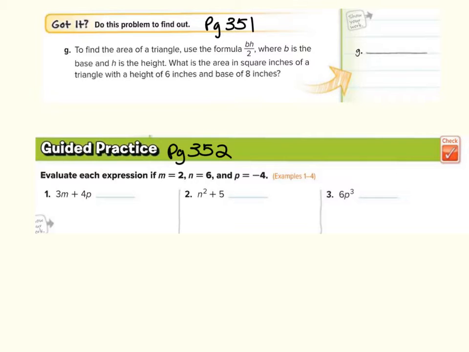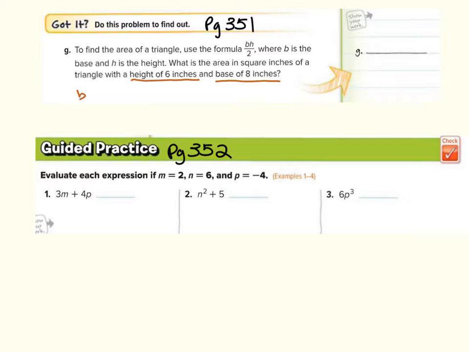Well, if you look in the middle of the page on 351, you'll see that they give you the formula for area of a triangle. And then they tell you that the height of the triangle is 6 inches, while H stands for the height. They tell you that the base of it is 8 inches, while B stands for base. So all you're going to do is plug 6 in place of the H, 8 in place of the B, and then solve it like you would normally. But you have to understand that B and H together like that means to multiply.